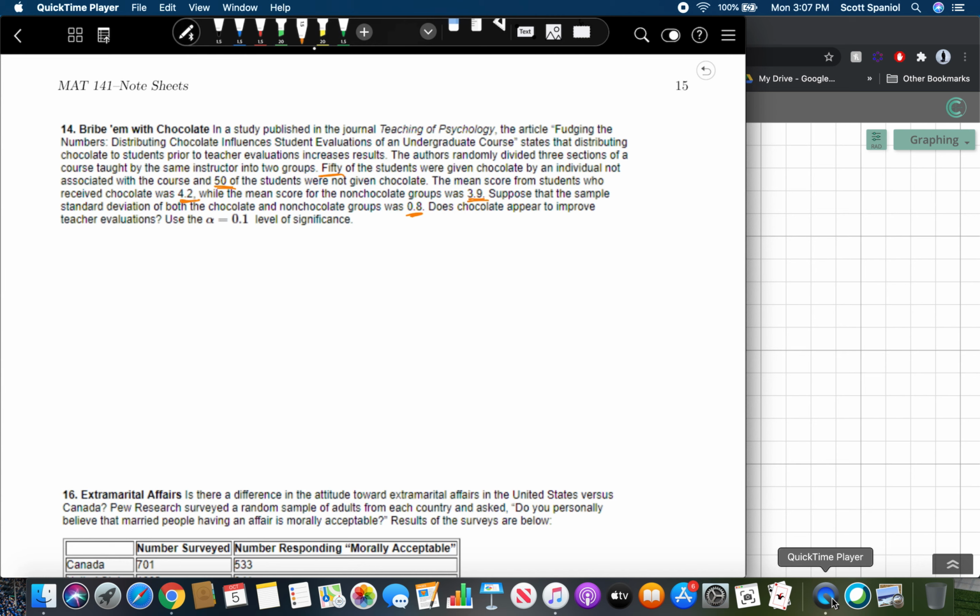So what we have here is 2 samples that were given the mean, and they are independent of each other, right? They're not linked together. So this will be a 2-samp t-test. So H naught and H1. H naught is going to be that the mean for the chocolate equals the mean for the no chocolate. And H1 will be the mean for the chocolate is greater than the mean for the not chocolate. So we think the chocolate improves teacher evaluation, so we would expect the score to go up.